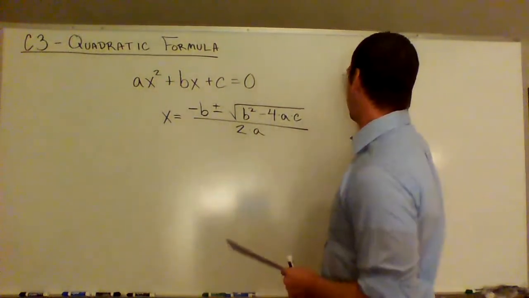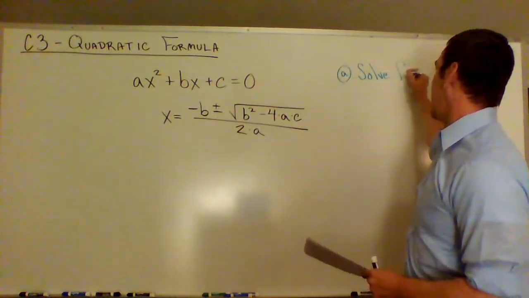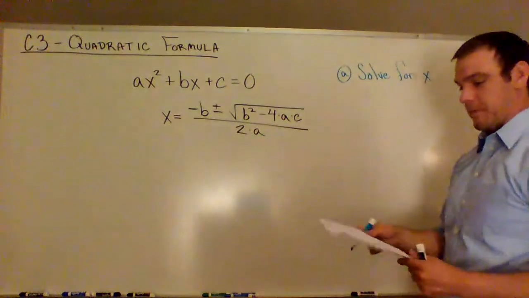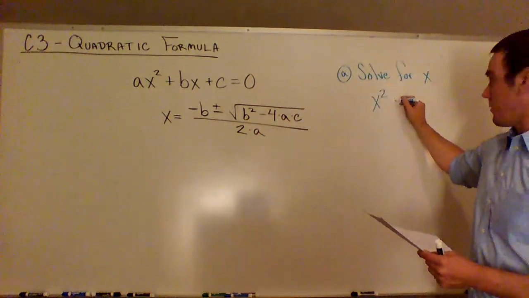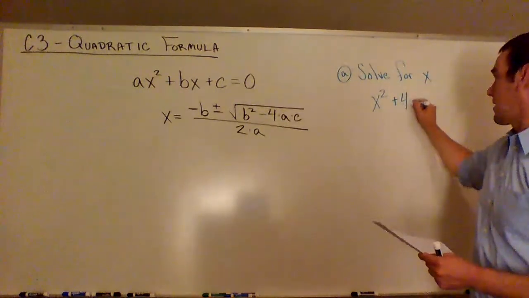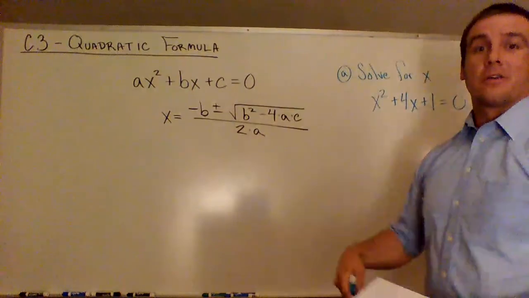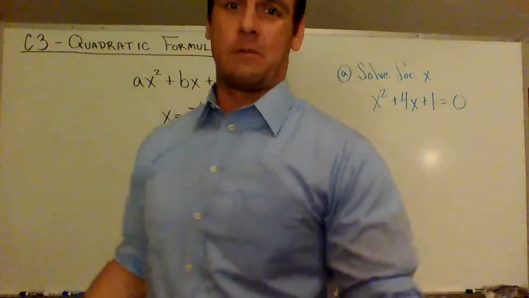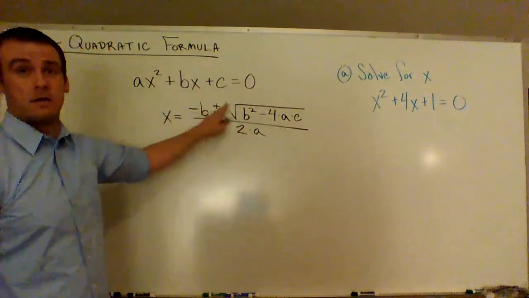Okay. So A, solve for x. Alright, and our problem is going to be x squared plus 4x plus 1 equals 0. So guys, I'm going to start us off with a really basic one here. Okay? It's already in this form.